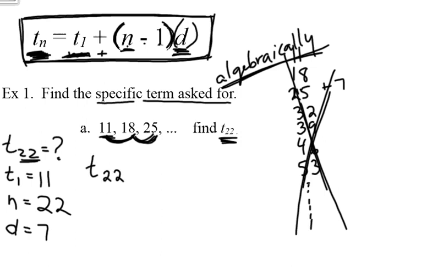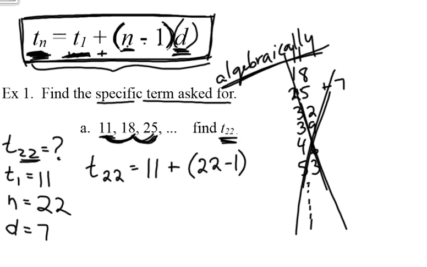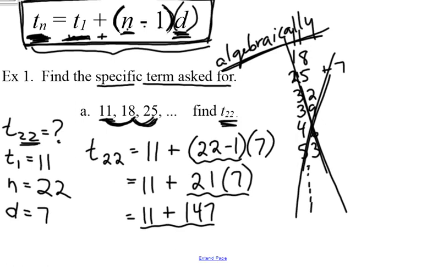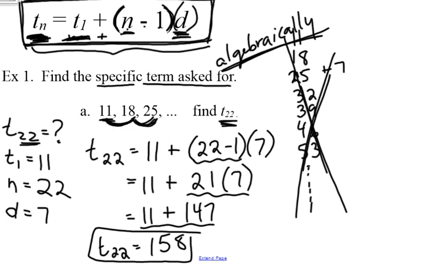So that means we want the 22nd term, knowing, and here's where we use the formula. First term is 11 plus, in brackets, the number of terms, 22 less 1, times the common difference, which is 7. Please make sure you follow order of operations. Brackets first, multiply second, and finish by adding. And by finishing this off, what we finish with, the 22nd term is 158.